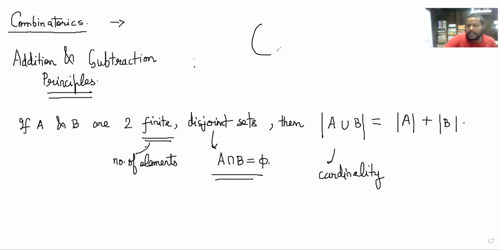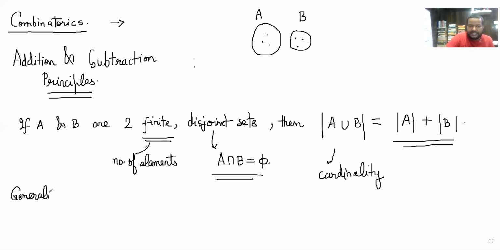So if you draw the diagram, A and B will be sets like this because they are disjoint. And the number of elements in A union B is, because they are disjoint, just the number of elements in A plus the number of elements in B, right? So this is fairly straightforward. So let's try to generalize this principle.